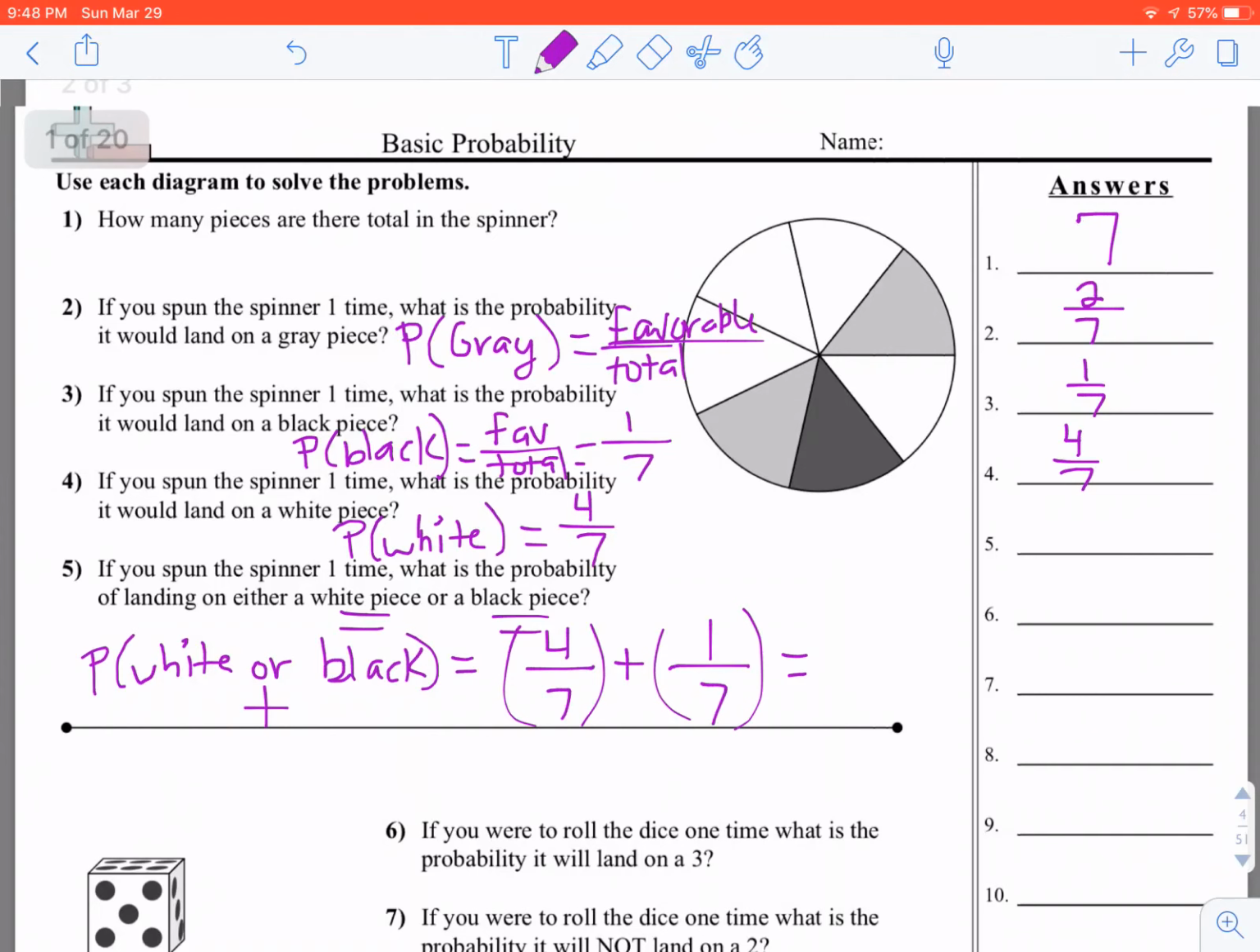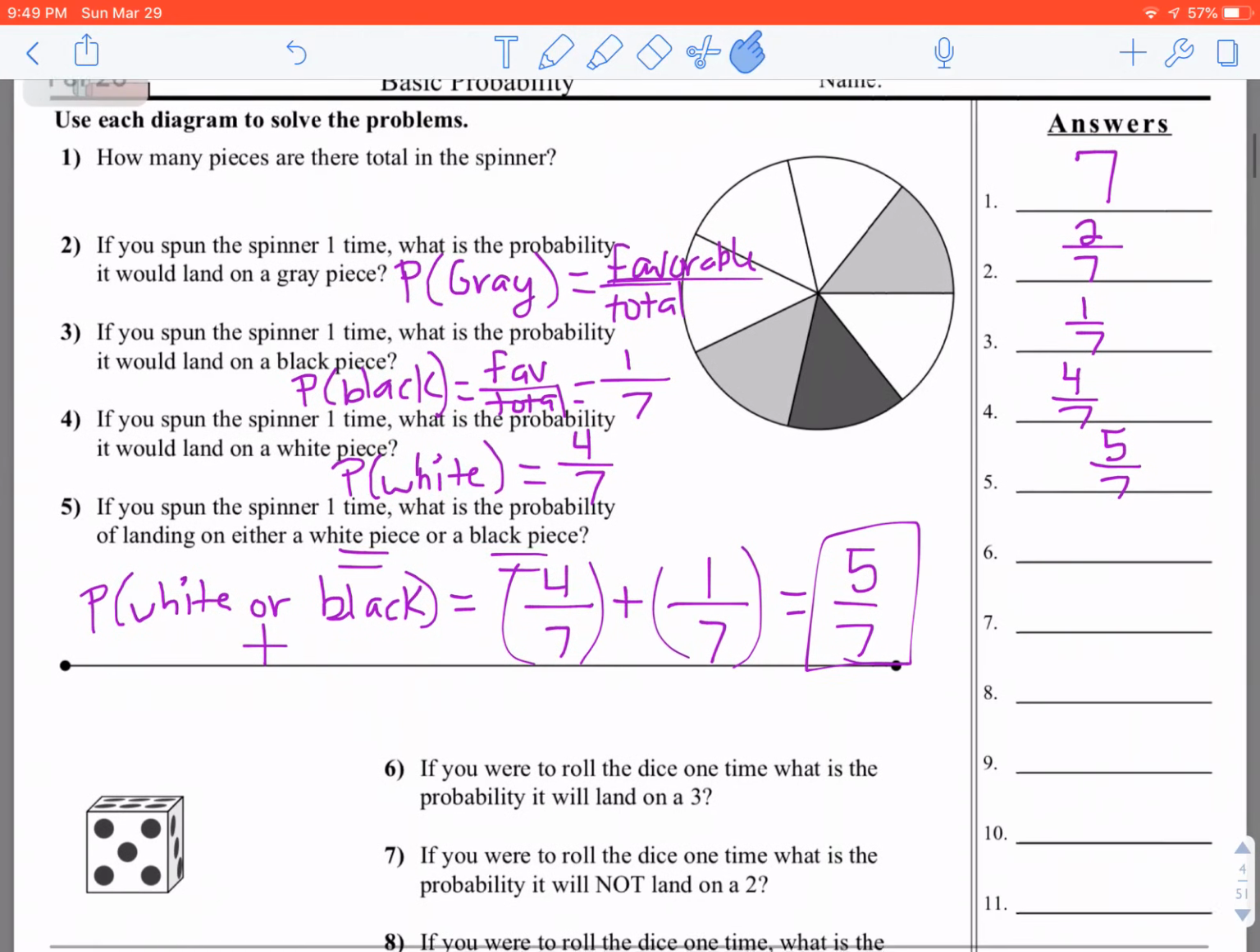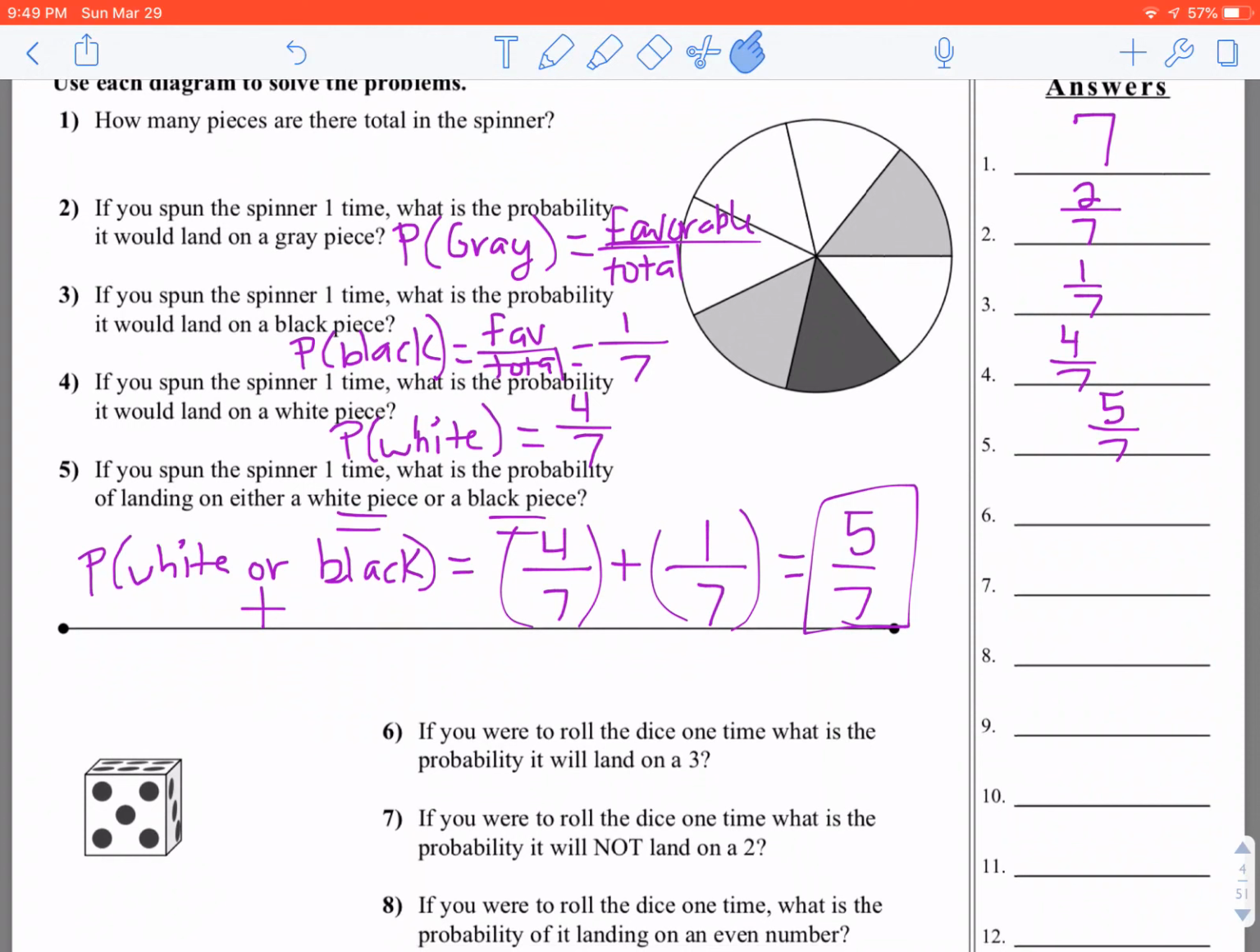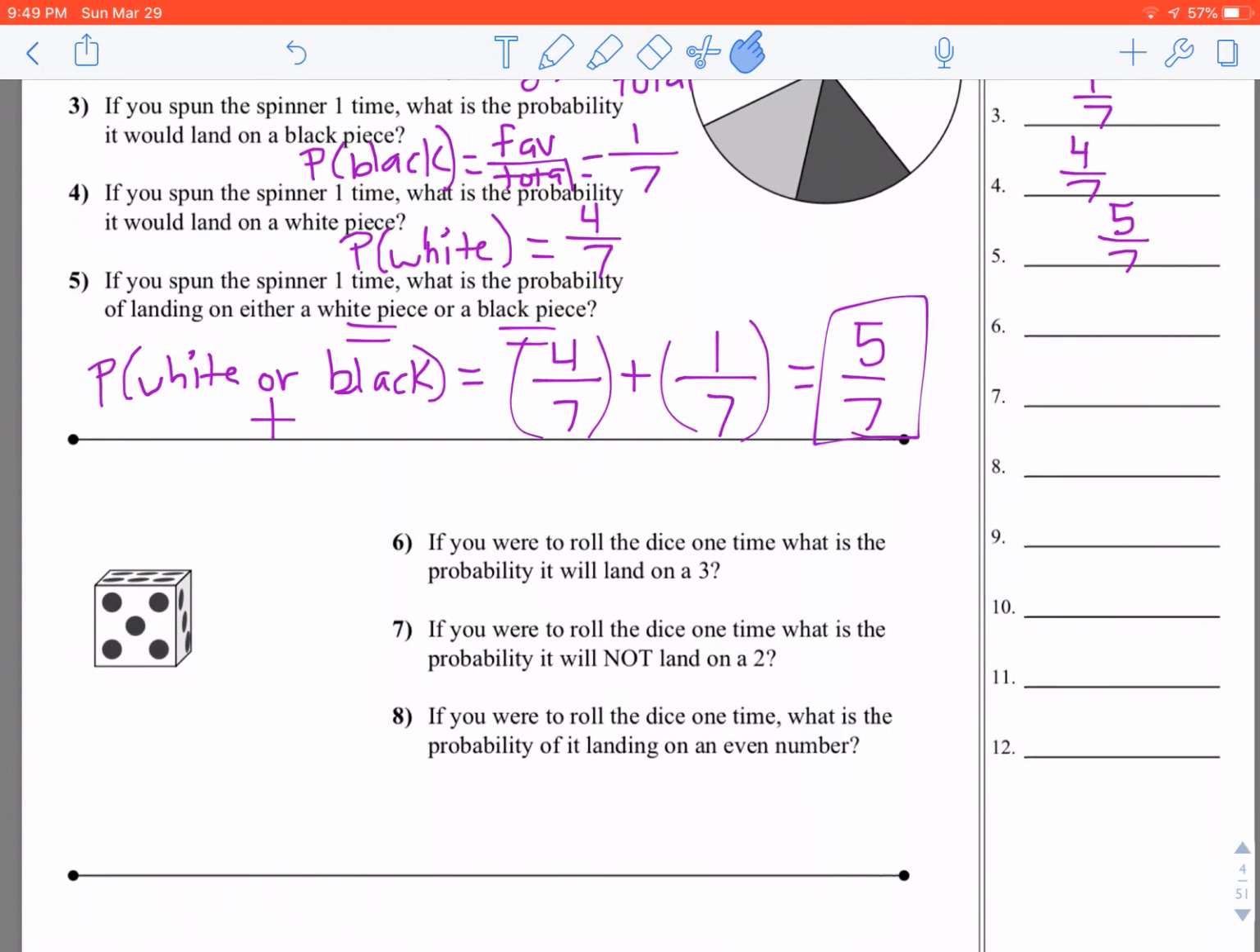Or if you remember, when you add fractions, you add across the top. Leave the denominator alone. So do not add that denominator. So your solution for 5 would be 5 over 7. Again, make sure it's reduced, but don't add those denominators. You're leaving that 7 alone. We will get into more detail with problems like 5, I think next week in our notes.